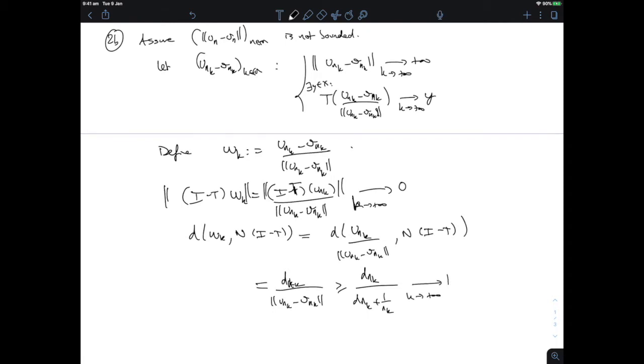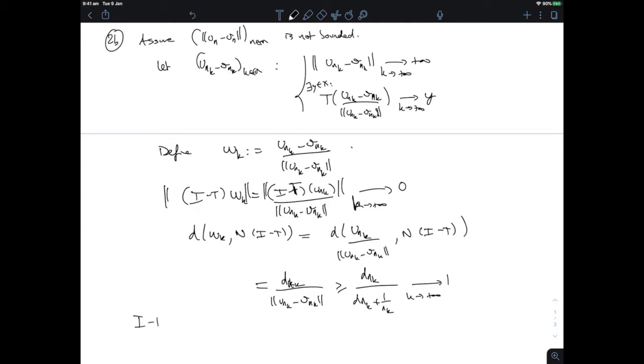Okay, so let us exploit all of these facts and get a contradiction. The idea is that this property here, that you stay away from the null space, looks like it should be incompatible with this property here that says that w_k is an approximate eigenvector for the eigenvalue 1. Now let's see how we turn that into an actual contradiction.